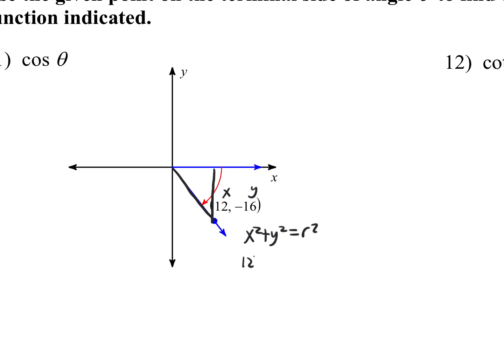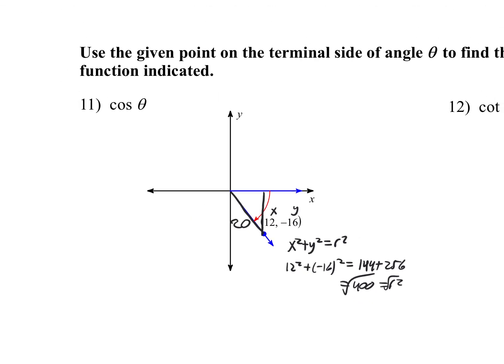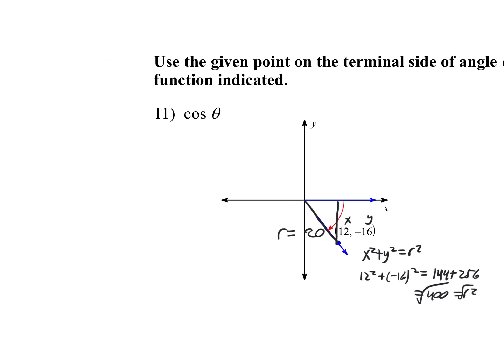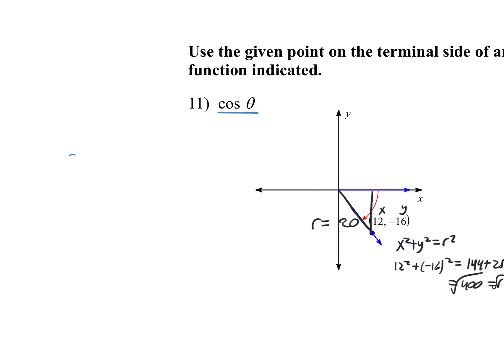All right, so it's going to be 12 squared plus negative 16 squared, which is going to get me 144 plus 256, which is 400. And then when you square root both sides, I get that my r value is 20, right? My r value is always going to be positive. So now I have x, y, and r. Well, I can find what we were asked, right? I could find cosine of theta, but I'm going to find all 6 of them, right? That might be more helpful for you guys.